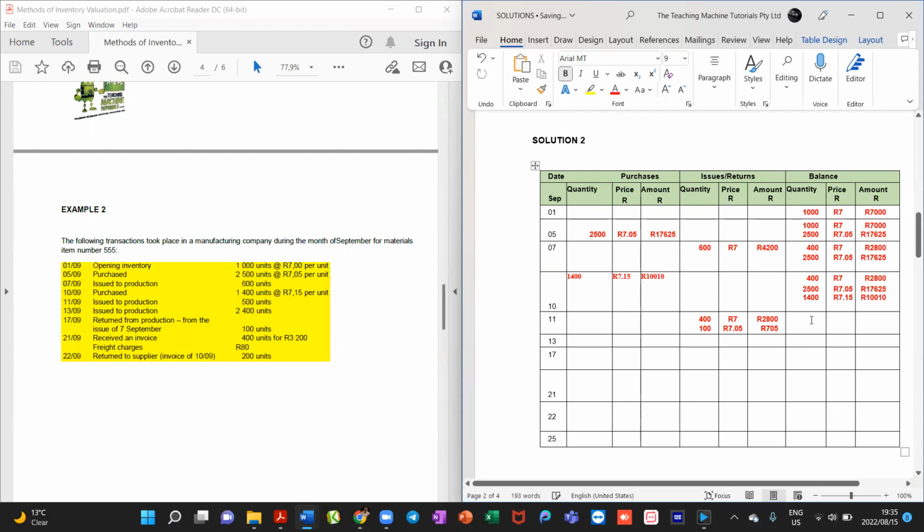I thought it's 7,000. Oh my God, forgive me. So 100 is gone from 2.5. We won't consider 400 because it does not exist anymore. But from the second batch, we took 100. So if we took 100, it means we remained with 2.4 at 7.05. How much is 2.4 times 7.05?